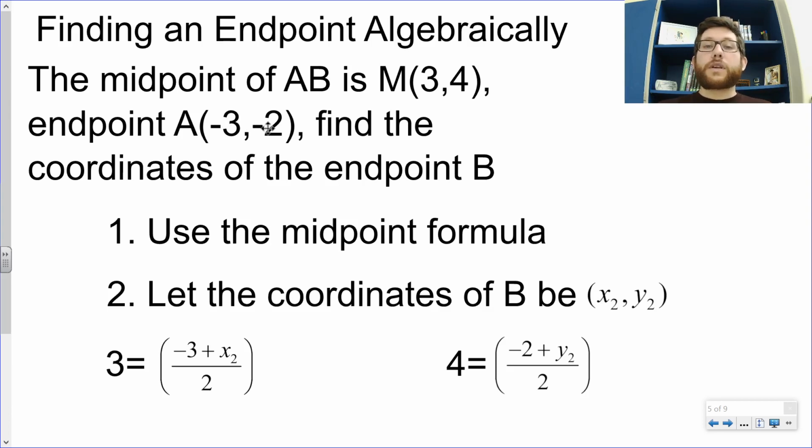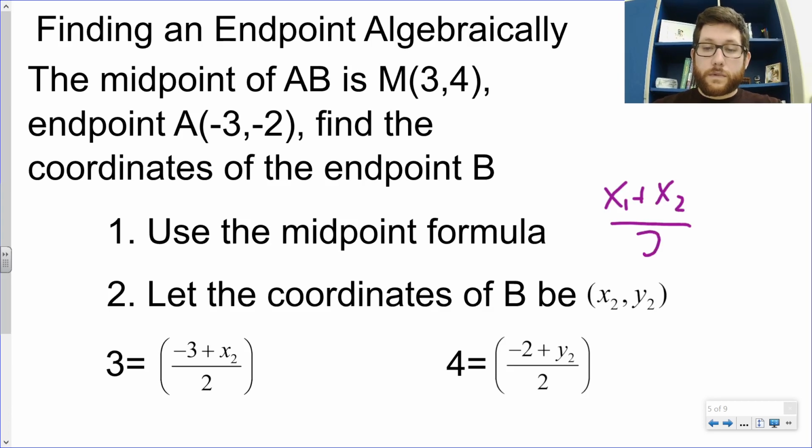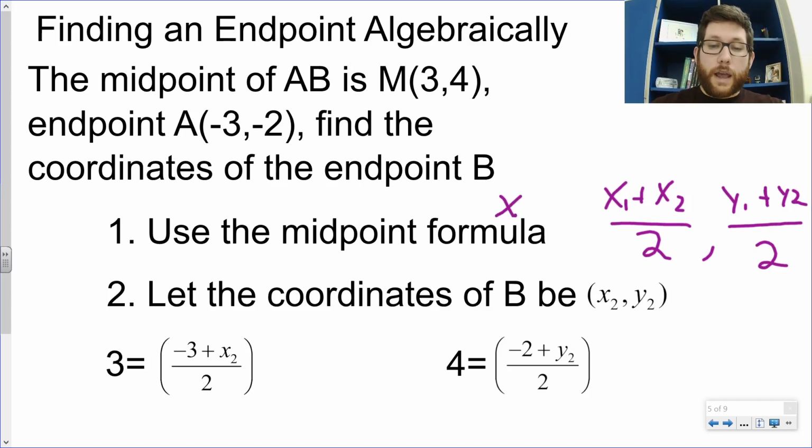We're going to use our midpoint formula. Remember, our midpoint formula looks something like this: x sub 1 plus x sub 2 over 2, comma, y sub 1 plus y sub 2 all over 2. And that gives me some midpoint. I'll call it x sub m, y sub m.